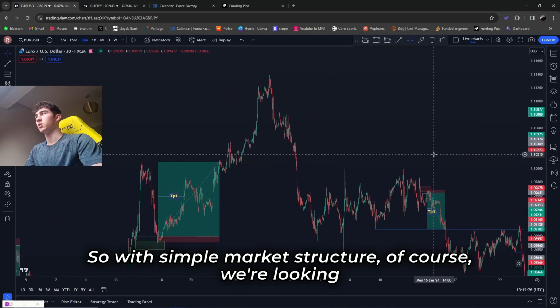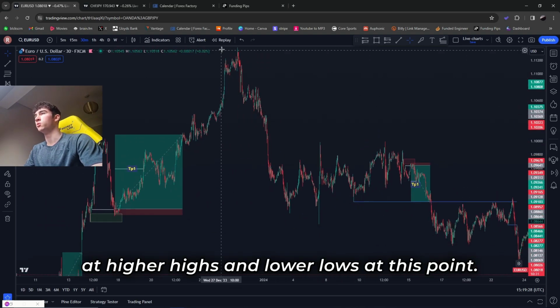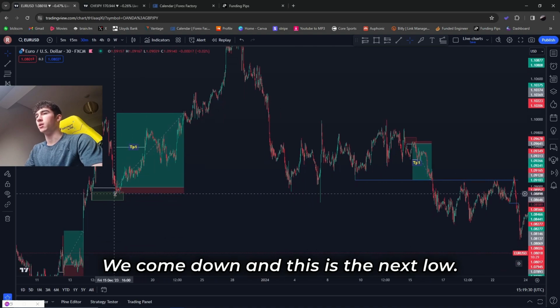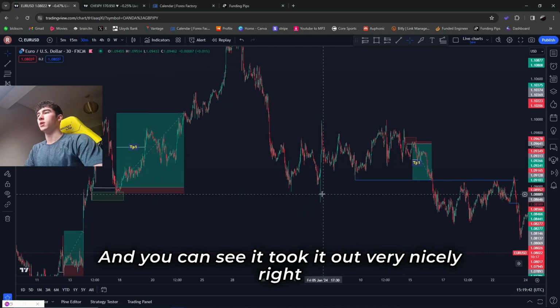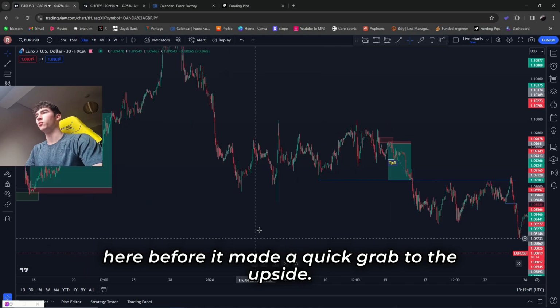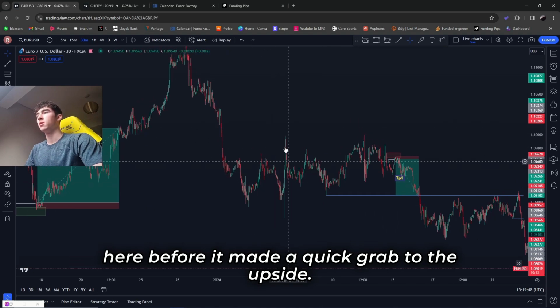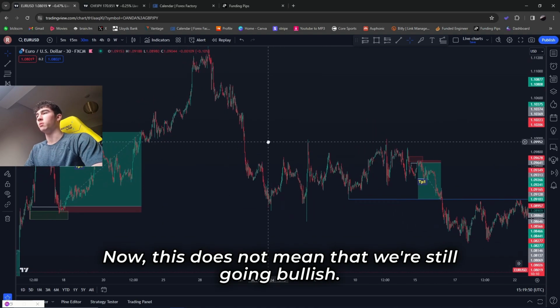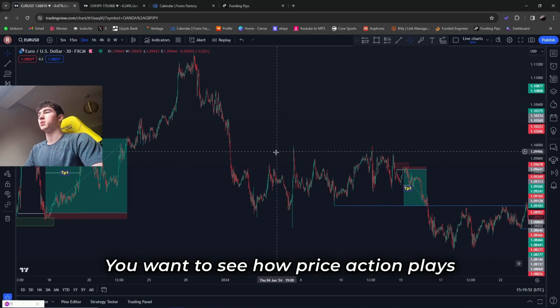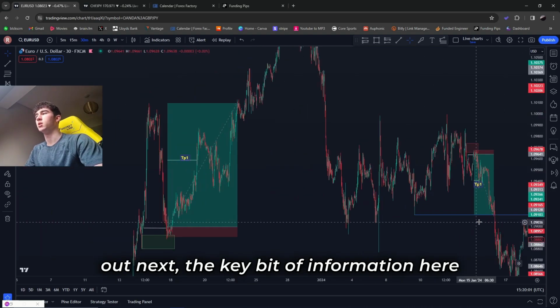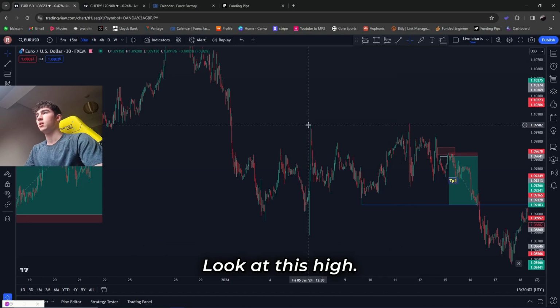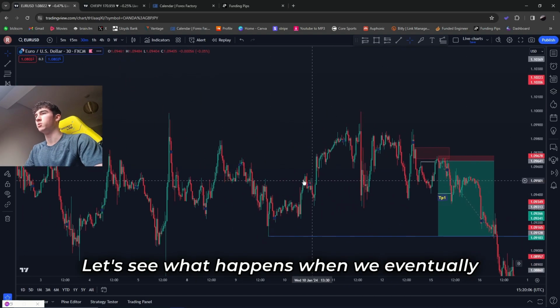So with simple market structure, of course, we're looking at higher highs and lower lows. At this point, we come down and this is the next low. And you can see it took it out very nicely right here before it made a quick grab to the upside. Now, this does not mean that we're still going bullish. You want to see how price action plays out next. The key bit of information here that told me we are not bullish: look at this high. Let's see what happens.